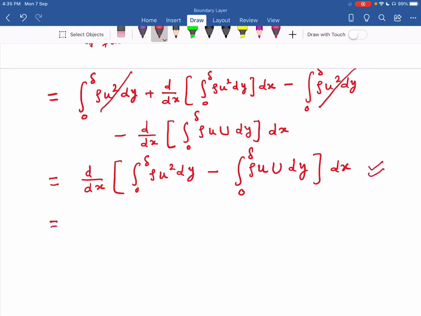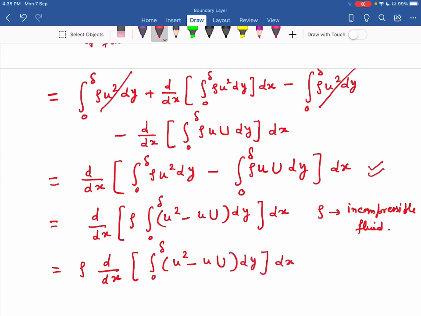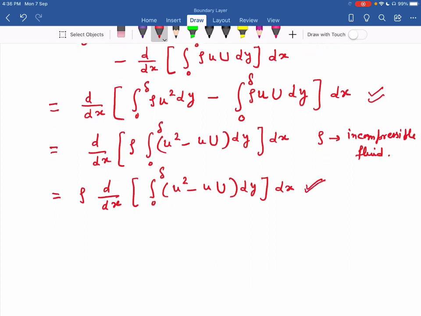Now further I can write it as d by dx. Take rho out. Within the integration 0 to delta, I have u square minus small u into capital U, into dy into dx. Rho is constant, that means you have an incompressible fluid, that is liquid. So further I can write it as rho d by dx of integral 0 to delta of u square minus u capital U into dy into dx. So this is the rate of change of momentum.